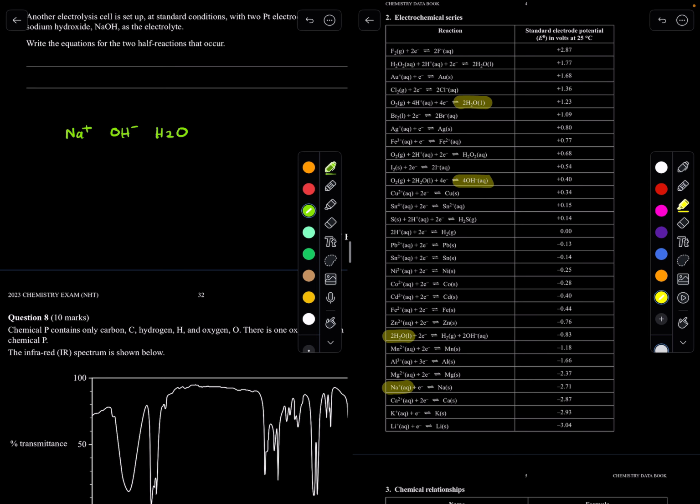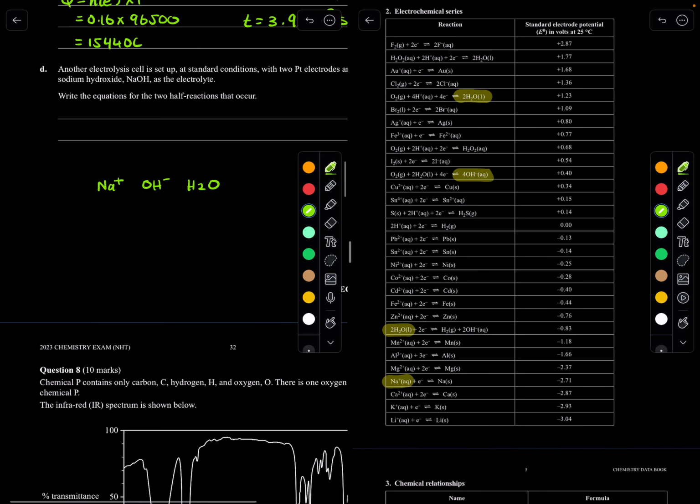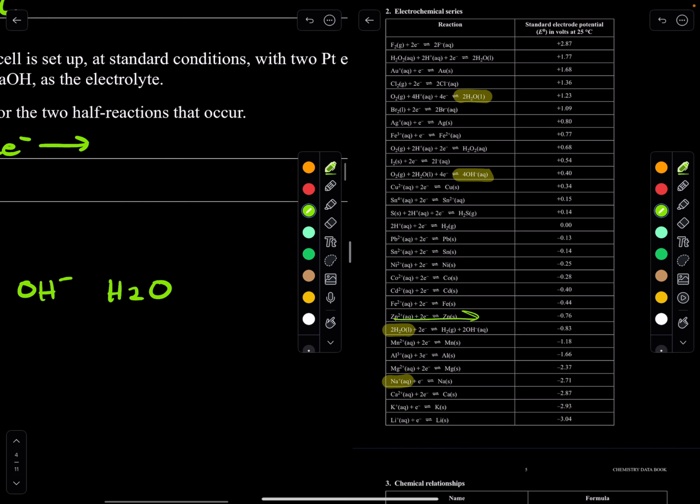So which one is going to be our reduction reaction? Which one is going to be the strongest oxidizing agent? Remember, to find that, it's on the left and it's the highest one, which is this one here. So this one is going to get reduced. Let's write that first one for the 2 half equations. 2H2O liquid plus 2 electrons gives us H2 gas plus 2OH- aqueous.